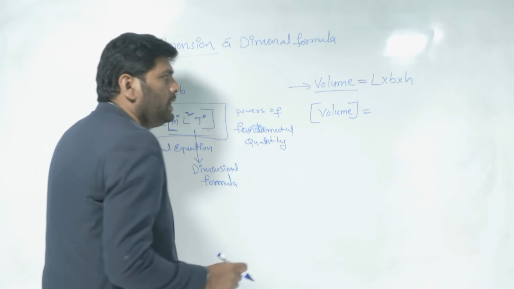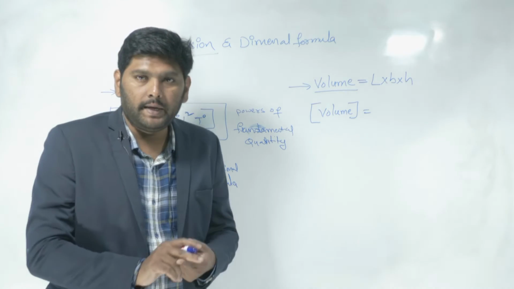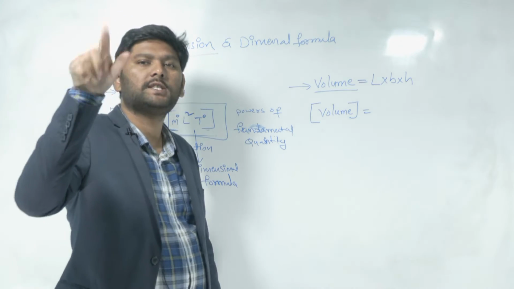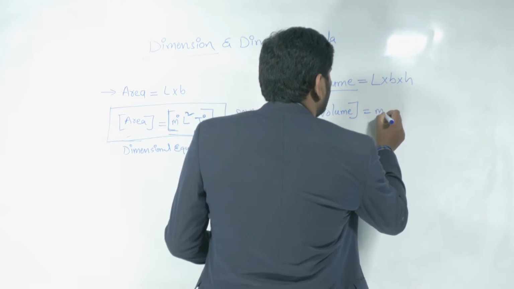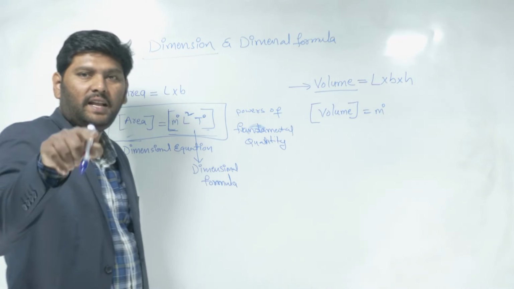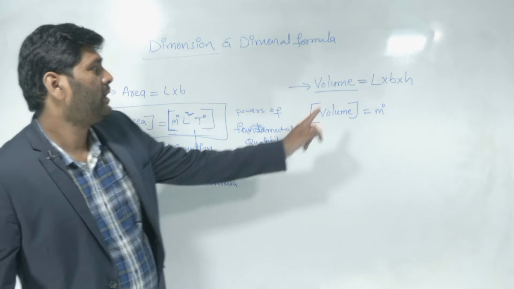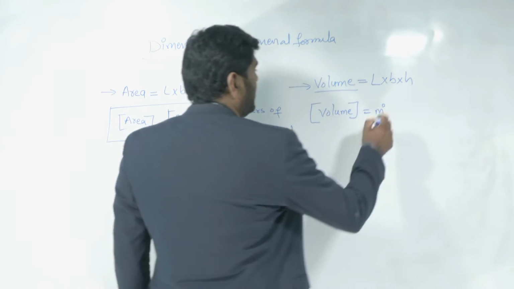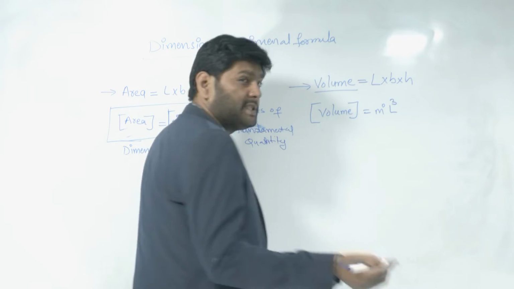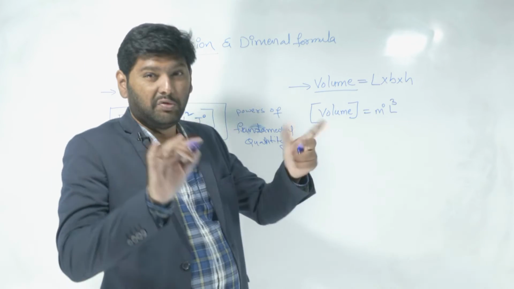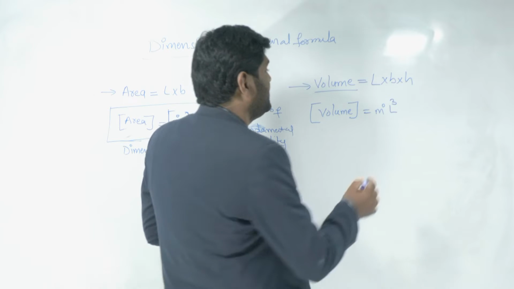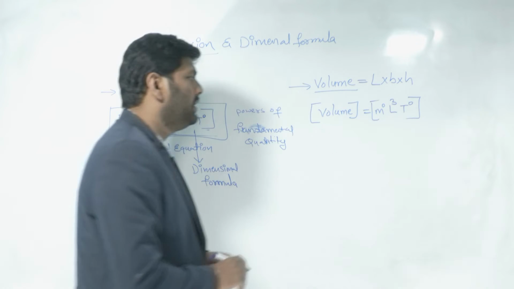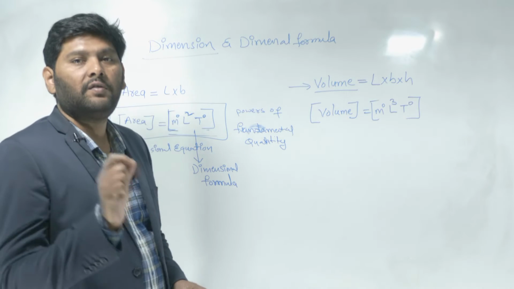Now volume is the physical quantity. Is there any mass contribution? No mass contribution, since mass power becomes 0. Is there any length contribution? How many? 1, 2, 3. So L, length power, would be 3. Is there any time contribution in the volume? No time contribution, since time power becomes 0. So finally this is your volume dimensional equation.